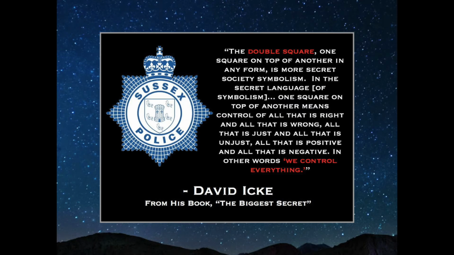David Icke from his book, The Biggest Secret. The double square, one square on top of another in any form, is more secret society symbolism. In the secret language of symbolism, one square on top of another means control of all that is right and all that is wrong, all that is just and all that is unjust, all that is positive and all that is negative. In other words, we control everything.